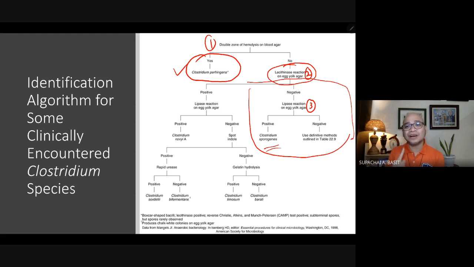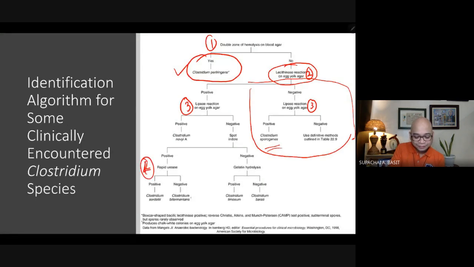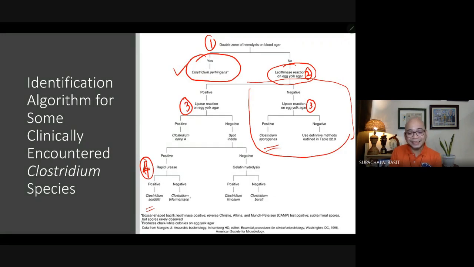Okay, now let's talk about the condition if it's positive in lecithinase reaction. Again, you have to do the third test, which is the lipase reaction. If it's positive, then you are dealing now with Clostridium novyi. Then you do a further test, which is the rapid urease test. If it's positive, then you're dealing with Clostridium sordellii. If it's negative, then you're dealing with Clostridium bifermentans.